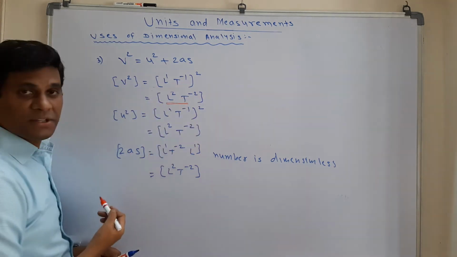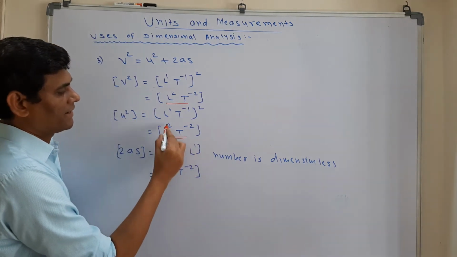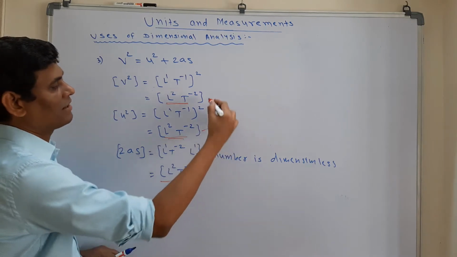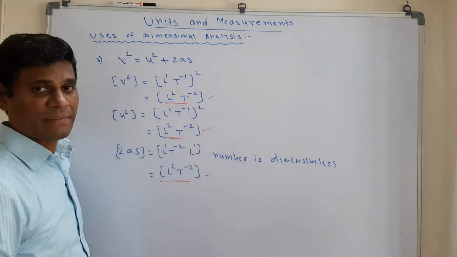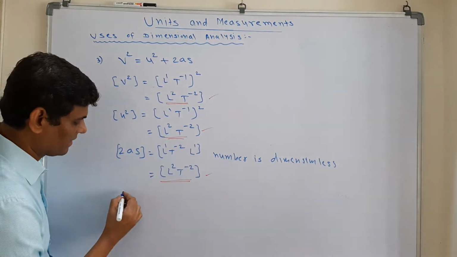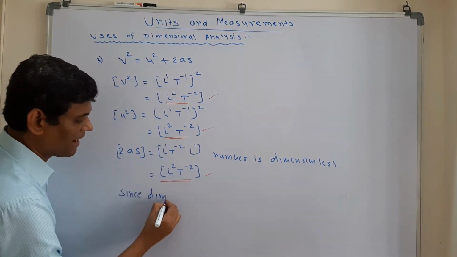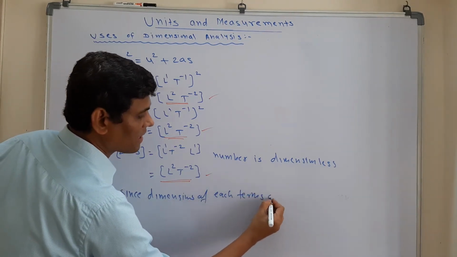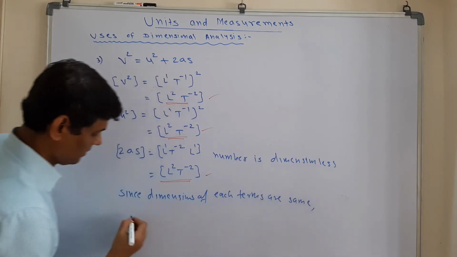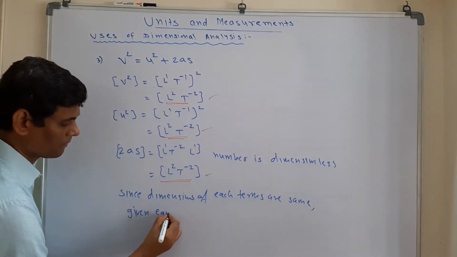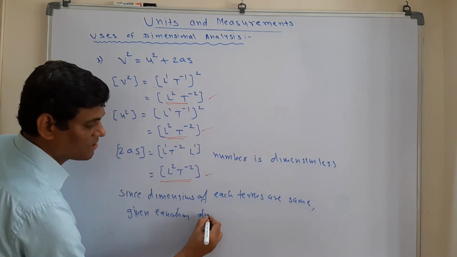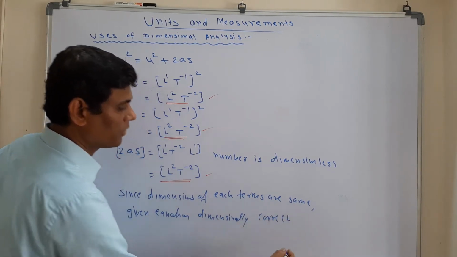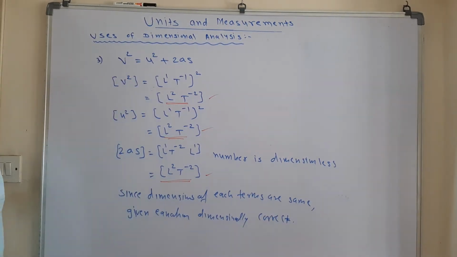If I see first term, L raised to 2 T raised to minus 2, second term L raised to 2 T raised to minus 2, third term L raised to 2 T raised to minus 2. That means dimension of all three terms are same. Given equation is dimensionally correct. So we will write the statement: since dimensions of each term are same, given equation is dimensionally correct.